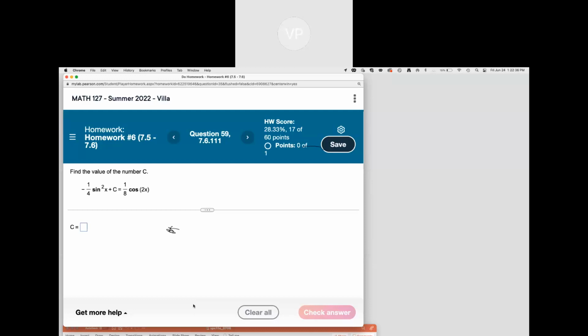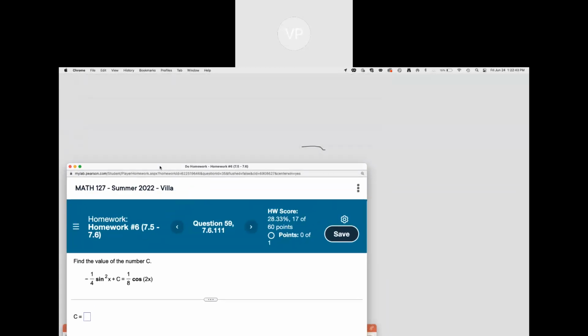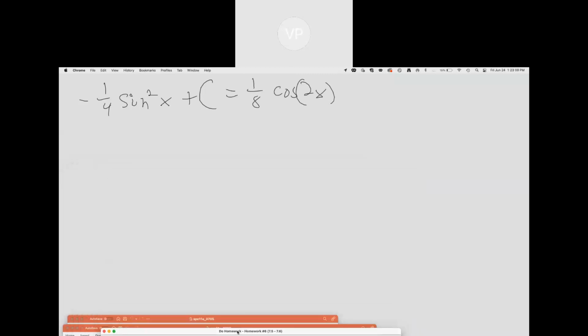So here's what I want to do. I want to try to get everything in the same terms. It's like an identity, but it's not exactly the same. I'm going to take the full space probably to work this one. We have negative 1/4 sine square of x plus c equals 1/8 cosine of 2x. Okay, so it's like an identity, but there's that c in there. We're really trying to find the value of c.